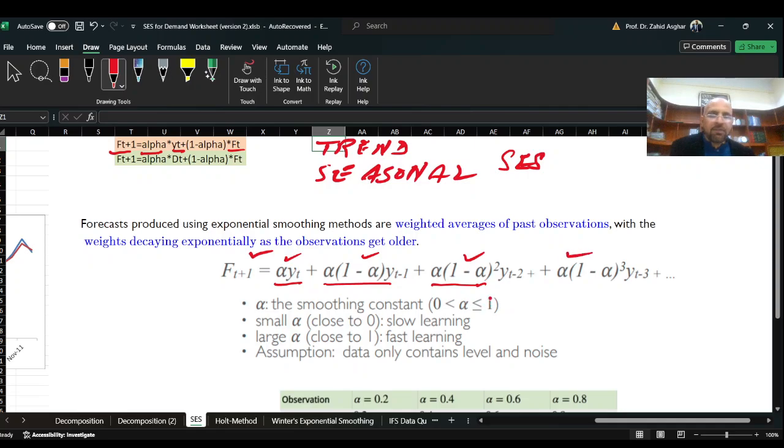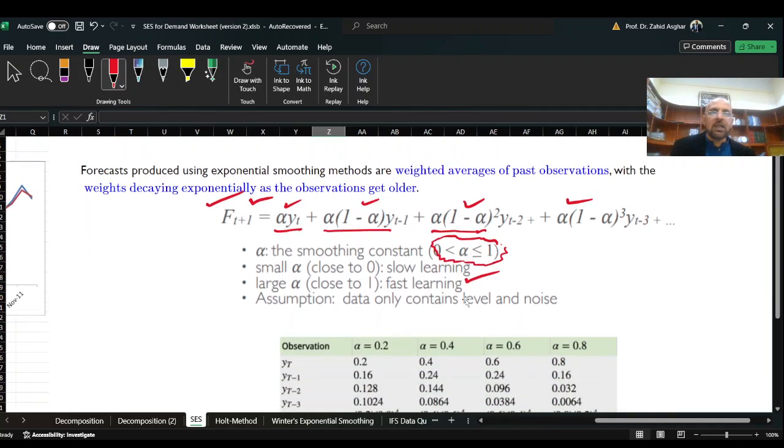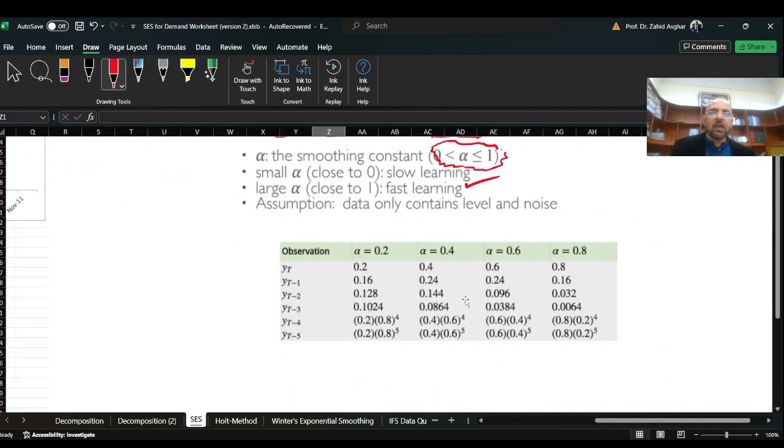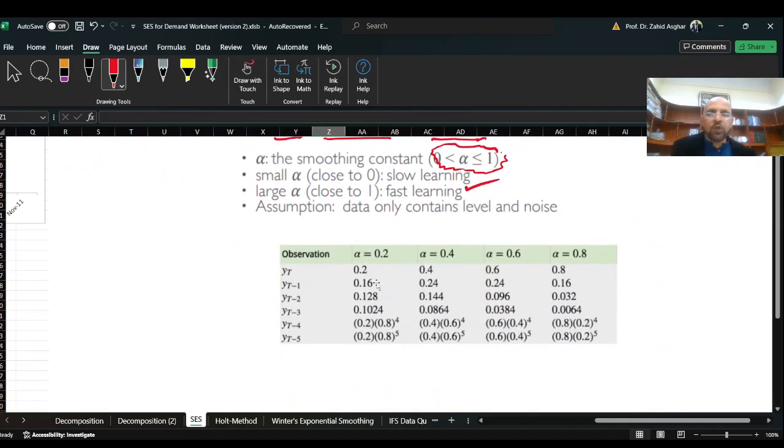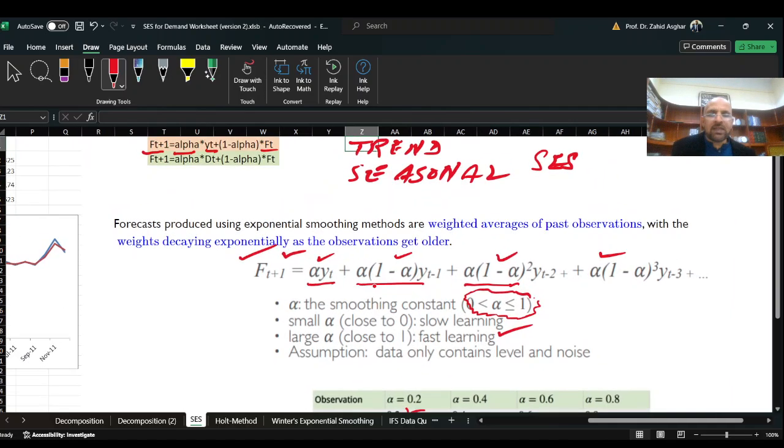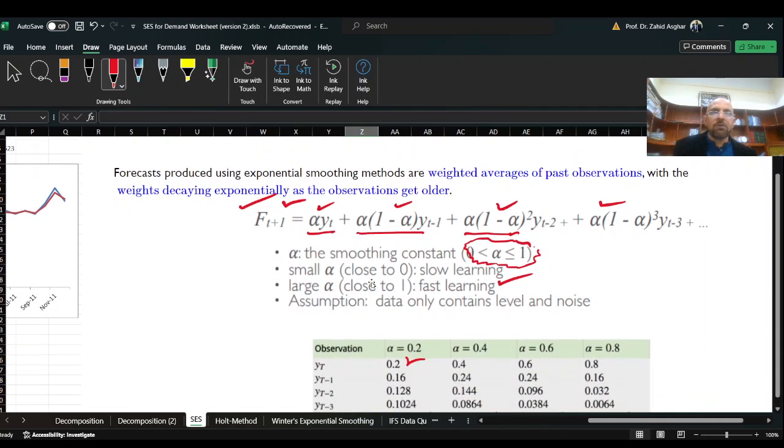So usually alpha is between 0 and 1. If alpha is close to 0, we say that this is a slow learning process. If alpha is close to 1, we say it's a fast learning process. So here you can see these values: when alpha is 0.2, the next value will be 0.16, and so on. So you can work with this.